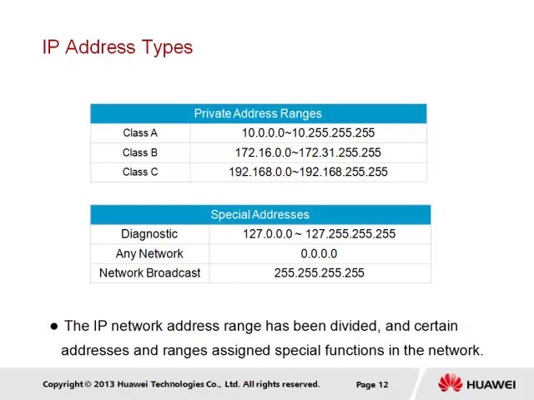The Class A address range hosts a single private network, while Class B contains 16 private networks, and Class C hosts 256 individual private networks.